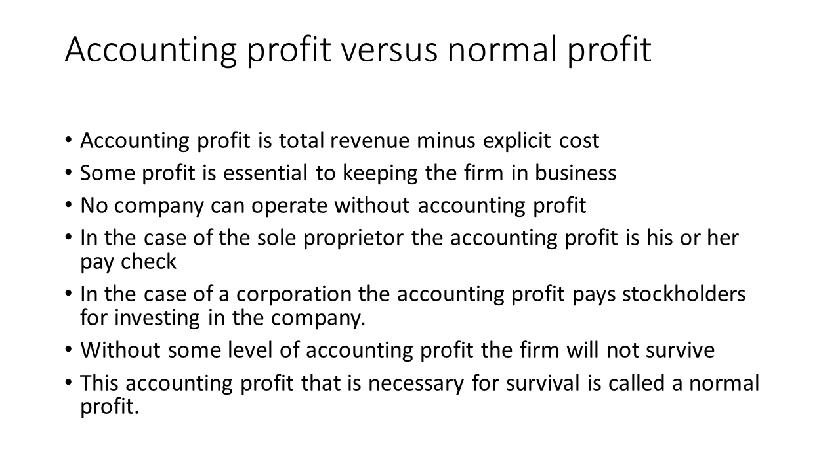This accounting profit that is necessary for survival is called a normal profit. And what we mean by survival is just enough profit to keep them in business, but no more than, if it were less, they would leave the business. If it were more, they would expand the business. So it's just enough to keep them operating at the level they're operating at now.